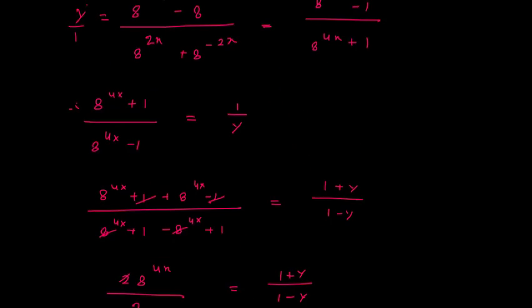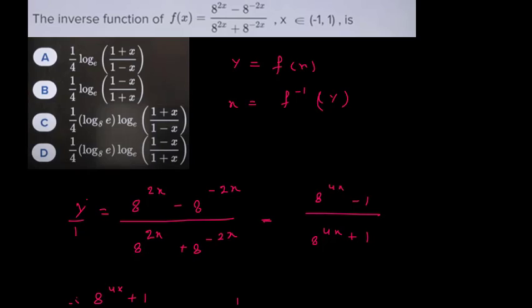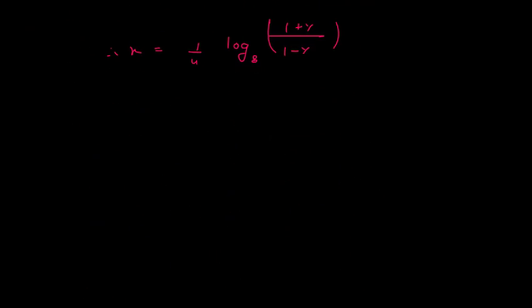Okay, let us check in the options. (1 plus y) upon (1 minus y) becomes (1 plus x) upon (1 minus x). Yes, we are getting (1 plus x) upon (1 minus x) in option C and in option A. So options B and D are not correct. We have to think between A and C. Now in A we have base e, so I have to convert this to base e. So what is the rule for converting base? Here I will write base e of (1 plus y) upon (1 minus y).